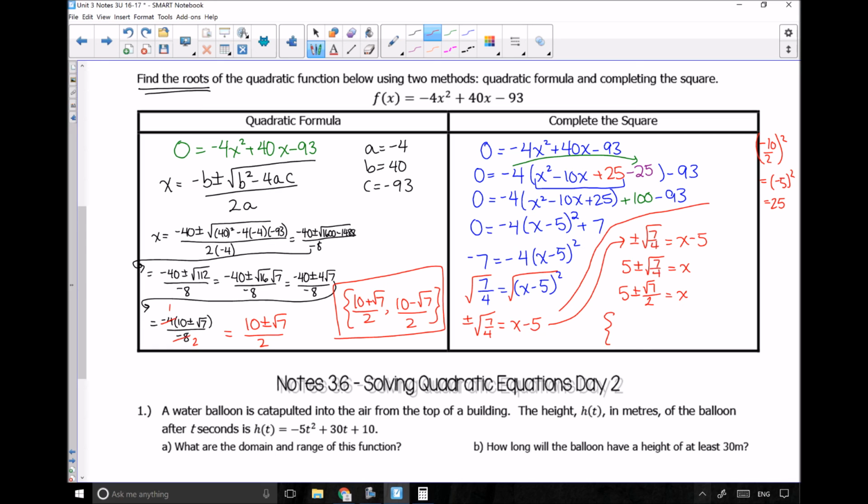So therefore, my two roots are going to be 5 plus the square root of 7 all over 2. And then the other root is 5 minus the square root of 7 all over 2. But notice how here it's 10 over 2, and this is 10 over 2 here. And when I divide it, I end up getting the 5 that I'm looking for. Okay, so those are two options that you have. Again, these are exact answers, not rounded answers.